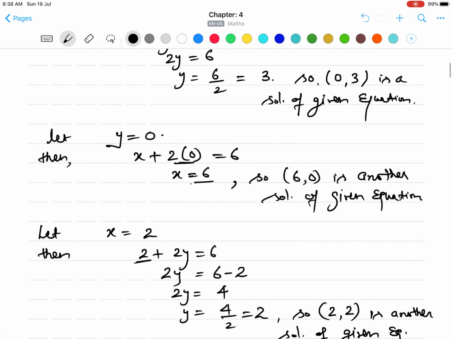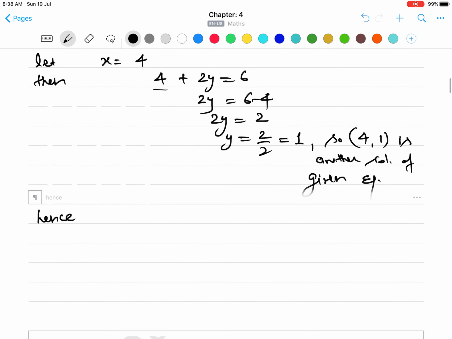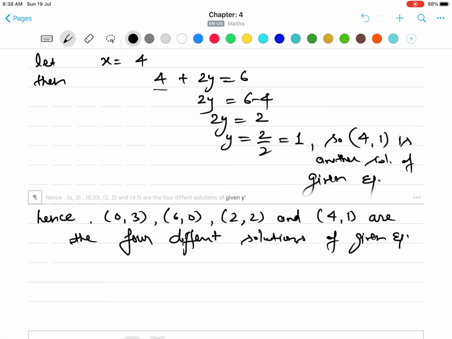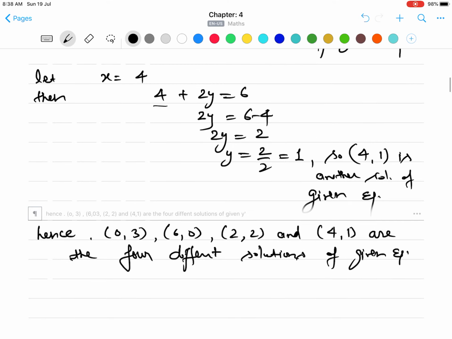Right, in the end, hence, write all four solutions. The first one is (0, 3), then (6, 0), then (2, 2), and the last one (4, 1) are the four different solutions of the given equation. Okay, so in the end you have to write all four solutions, that hence these are the four different solutions of the given equation.